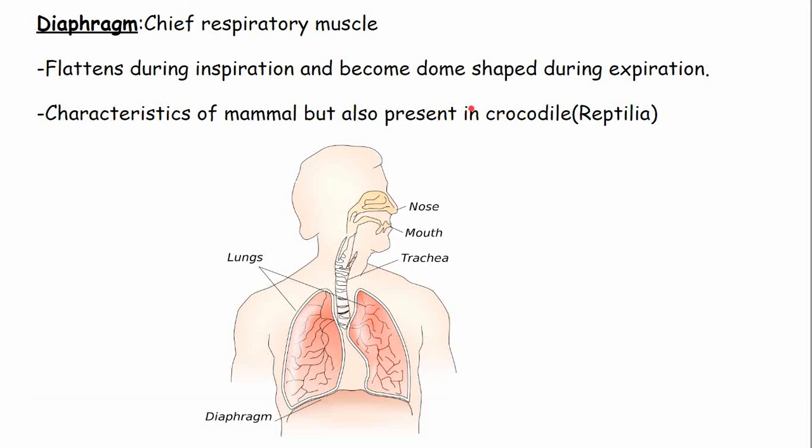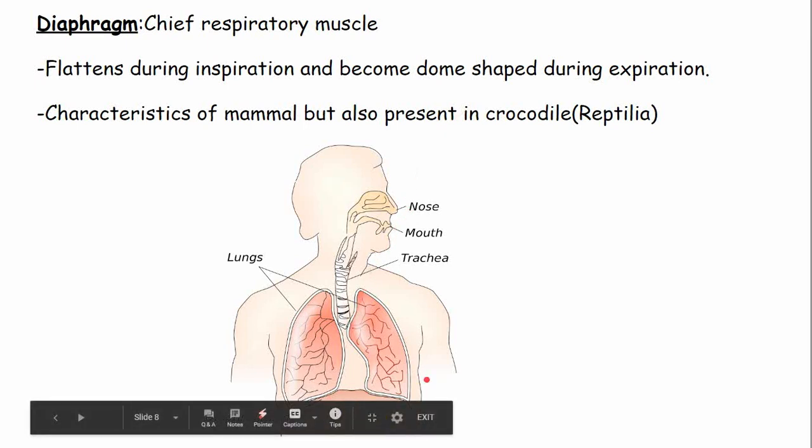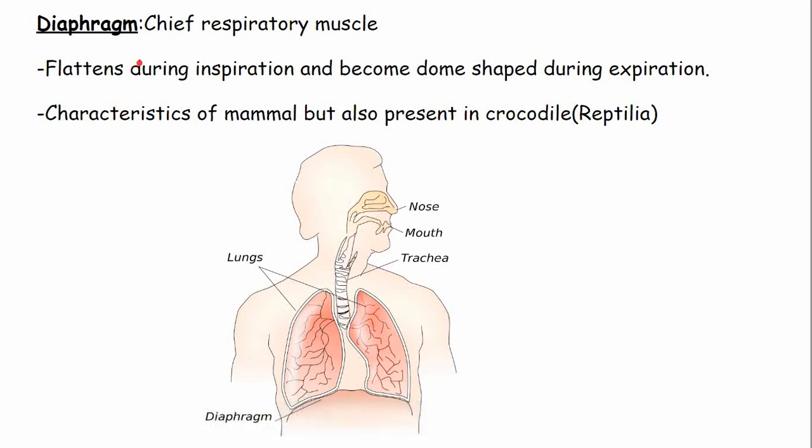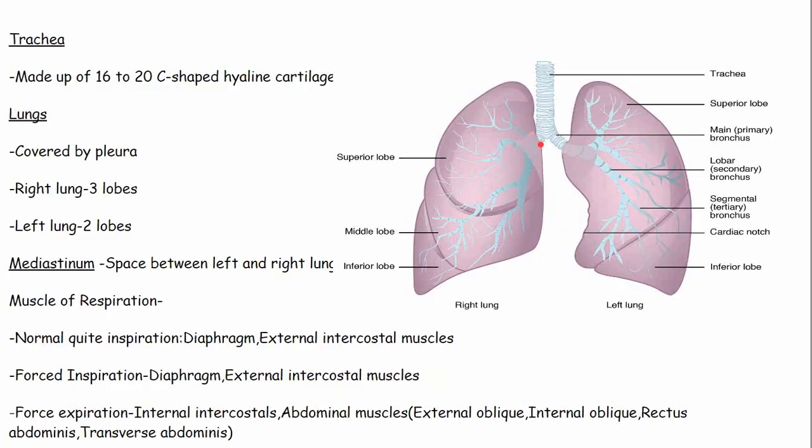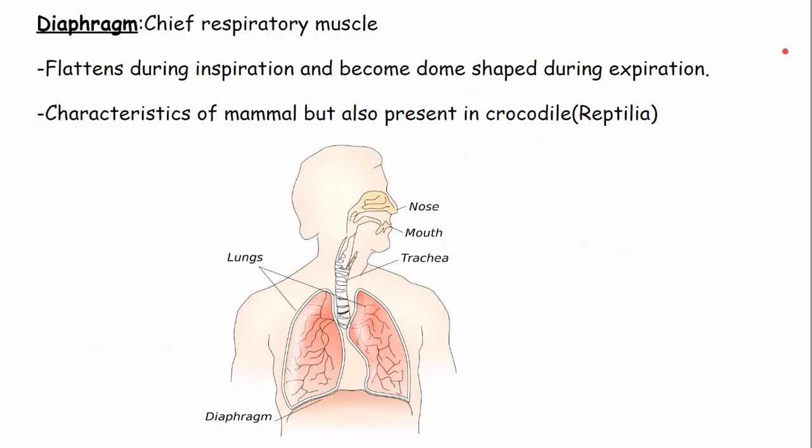Let's discuss the diaphragm. The diaphragm is the chief respiratory muscle. It is a dome-shaped fibromuscular partition between the thoracic and abdominal cavities. Here you can see in this diagram, this one is the diaphragm. It flattens during inspiration and becomes dome-shaped during expiration. It is a main characteristic of mammals, but where else is it present? In crocodiles. Please remember this exception, maybe it will help in future. Thank you so much.